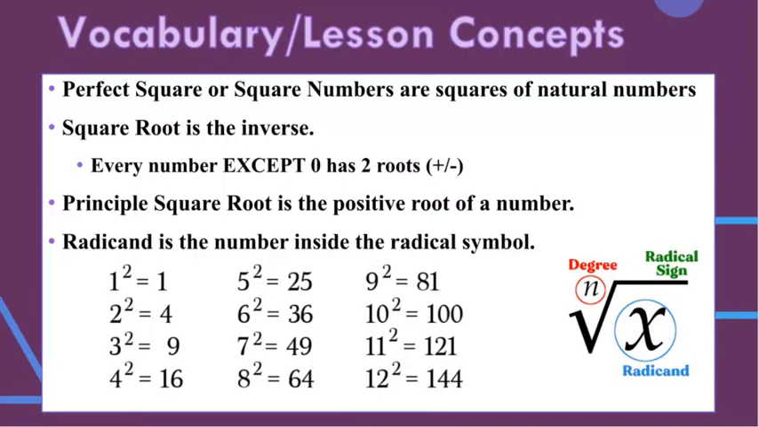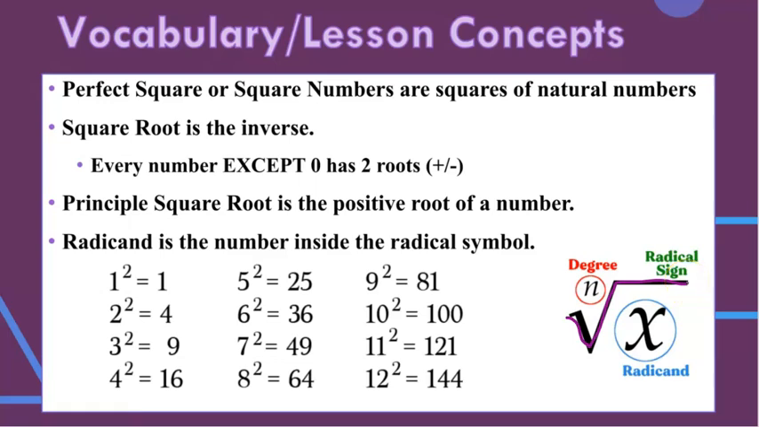So first off, perfect squares or square numbers are squares of natural numbers. Just remember, natural numbers are our counting numbers, 1, 2, 3, 4, 5, and so on. The square root is just the inverse of a perfect square or a square number. So anytime you find a square root, you have to figure out what number you multiply by itself to get the radicand. And the radicand is just the number inside the radical symbol. You can see here we have the radical symbol. The radicand is the number inside.